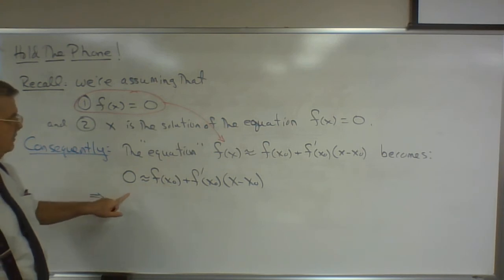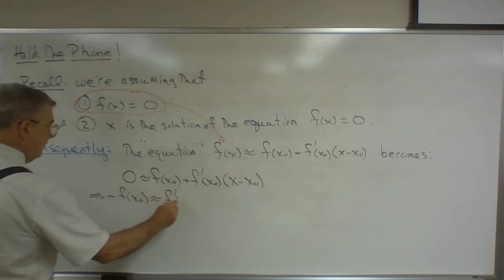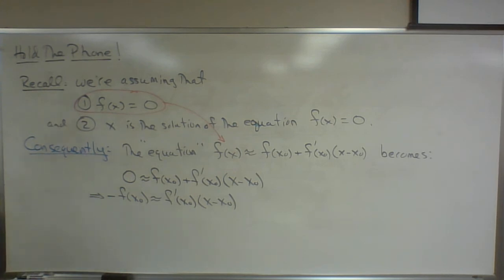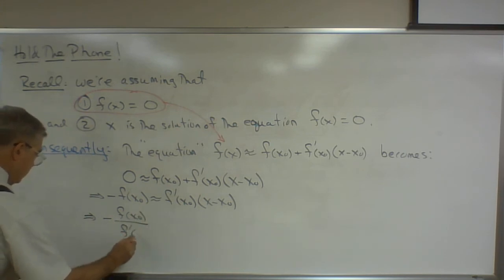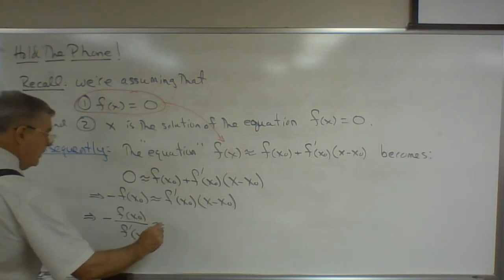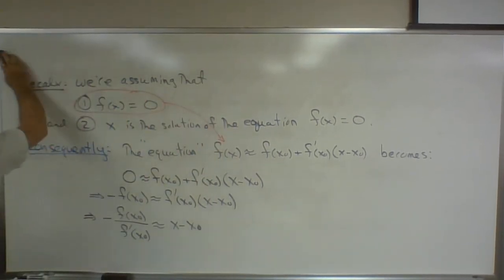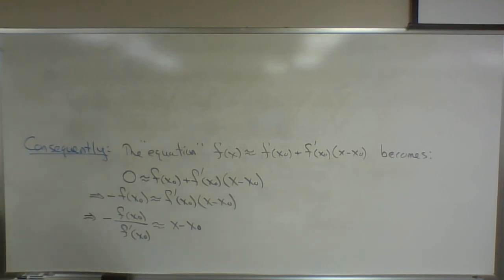First thing I do, I'll move this term to the other side. So far so good. Okay. Next thing I'll do, I'll divide by f prime. And I'm not going to fit that down at the bottom of the board. Okay. I'm looking for x, so I'll just move this x naught to the other side.